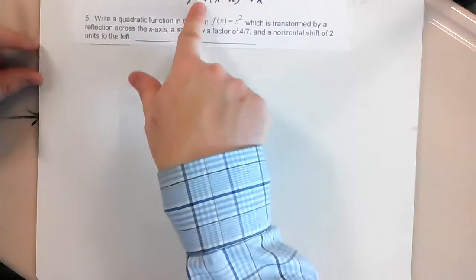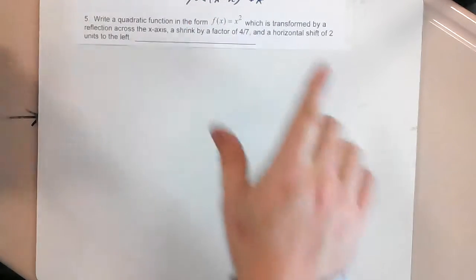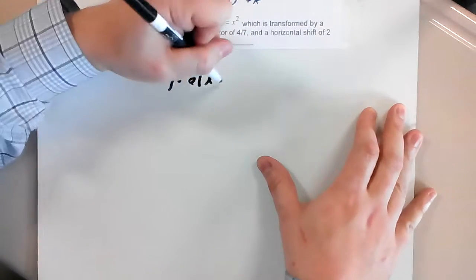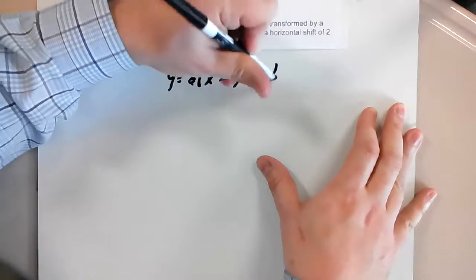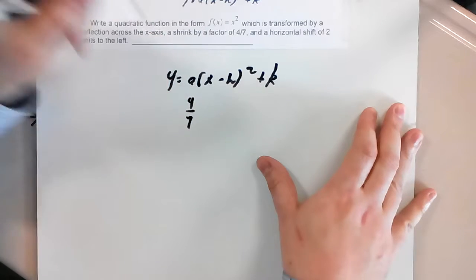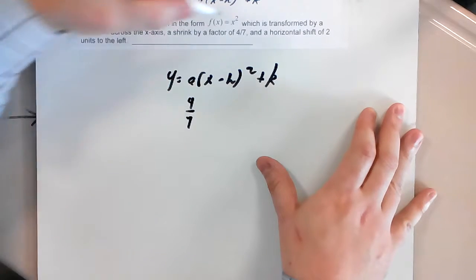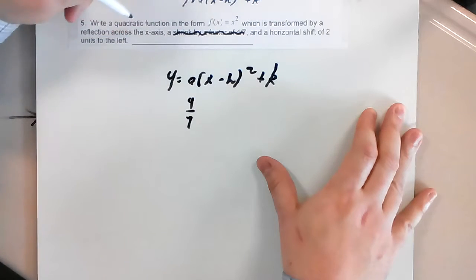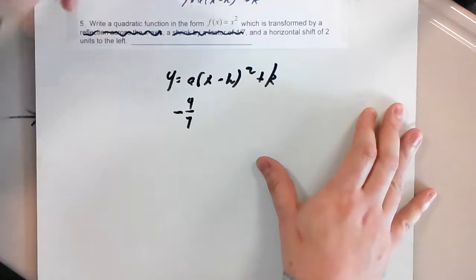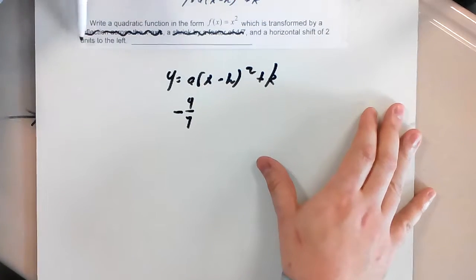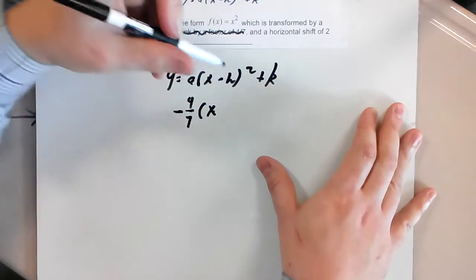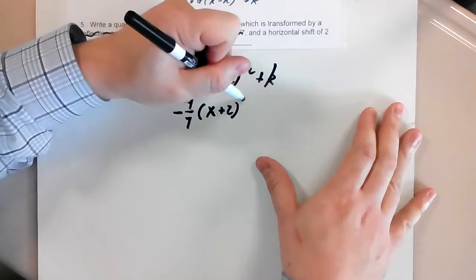So now I have a shrink of 4/7. So I'm going to say that A, if I rewrite this here, watch how I kind of like to do this. A is a shrink of 4/7. And then it reflects over the x-axis. Sorry for going backwards. So that's a shrink. Now I'm going to reflect over the x-axis, so I'm going to cross that out and make this a negative. Then a horizontal shift of 2 units to the left. Remember we said it's opposite. x plus 2 squared.